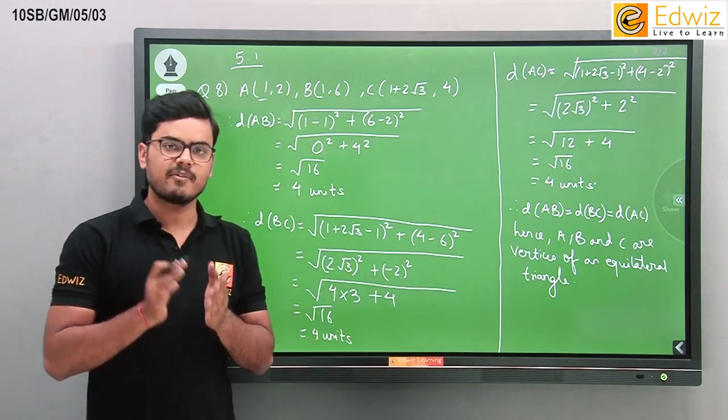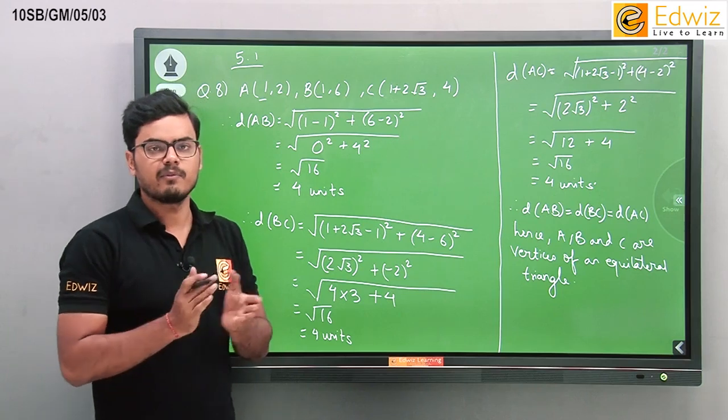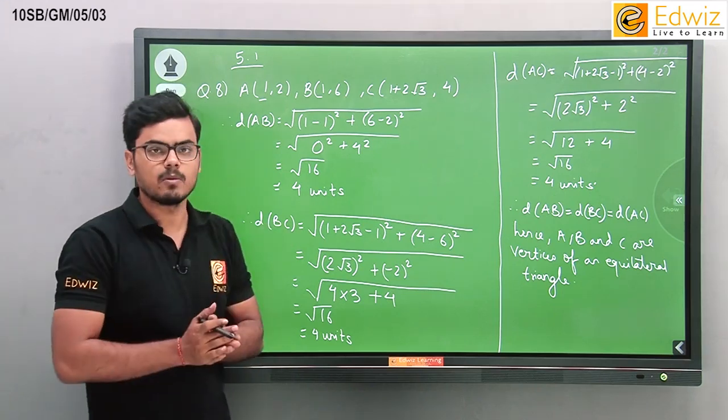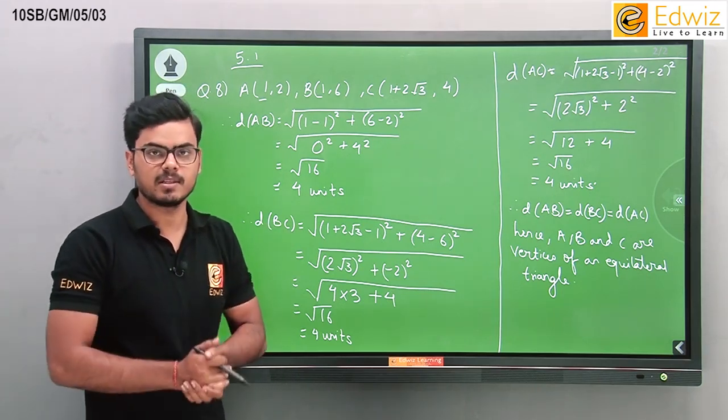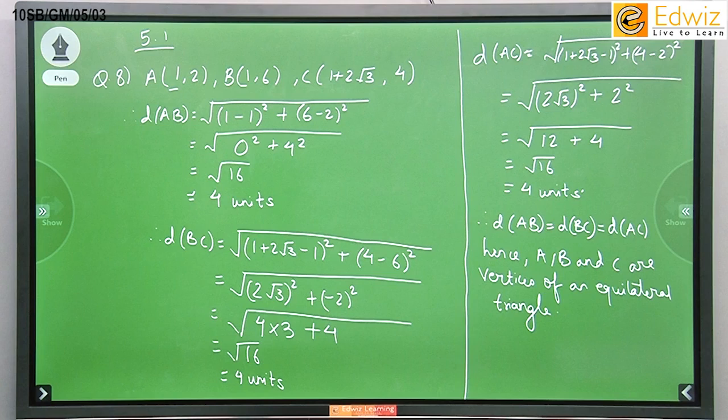Now with this we have finished the first practice set 5.1. I'll give you 30 seconds to write this down. Please make a note of this quickly, then we'll start with the next part of the chapter.